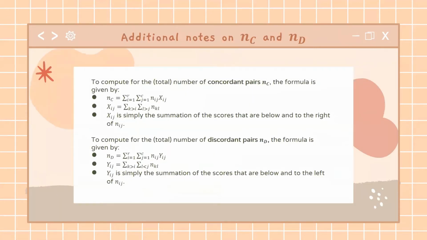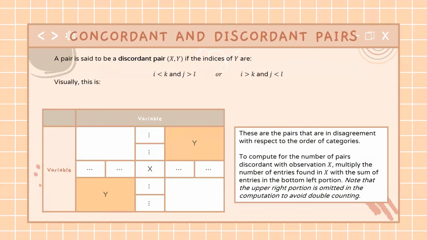Next naman, for discordant pairs. A pair is said to be a discordant pair if the indices of y are i less than k and j greater than l, or i greater than k and j less than l. So dito, kaya siya discordant kasi hindi na same yung direction ng inequalities. These are the pairs that are in disagreement with respect to the order of categories.